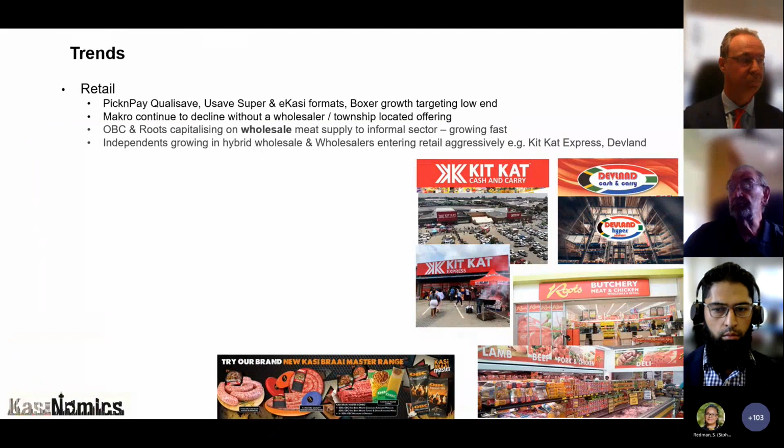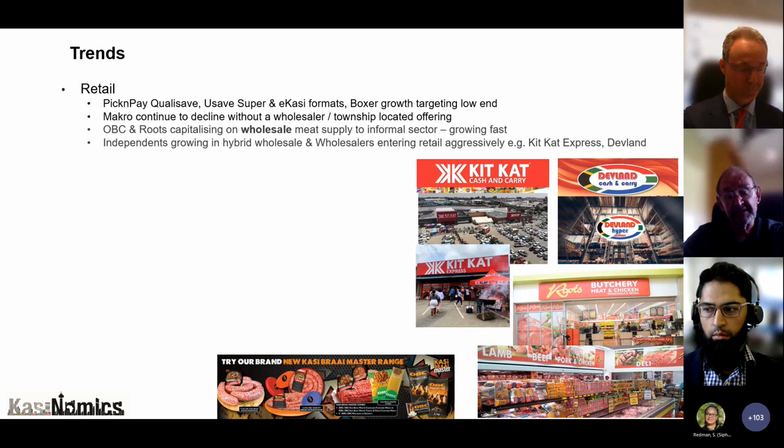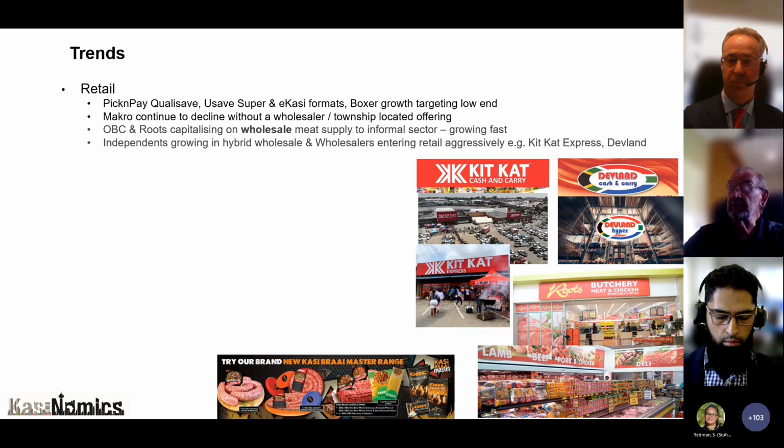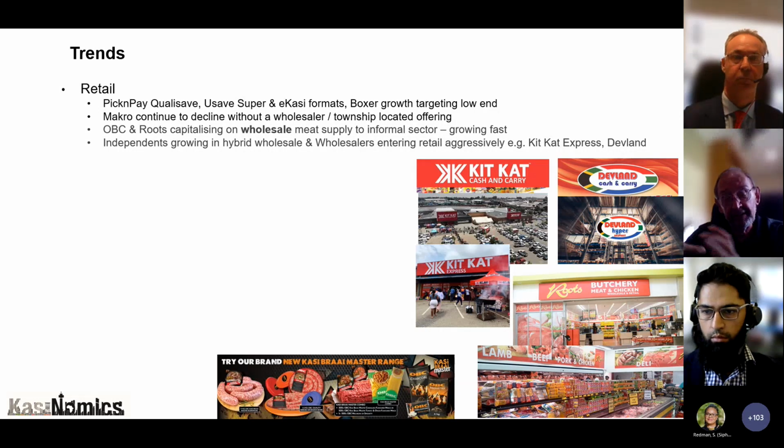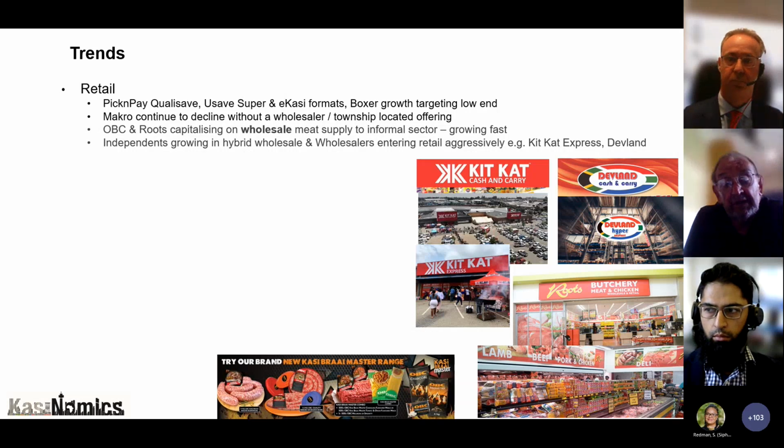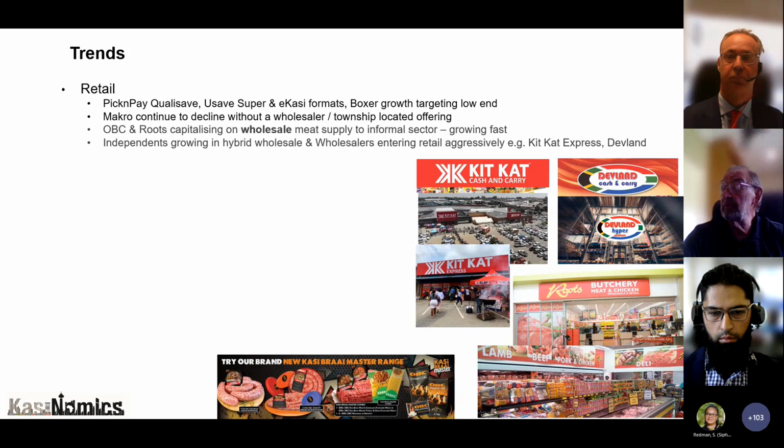So if we look at the trends, Pick n Pay, QualiSave, USave, and Boxer have all targeted the townships specifically, going at the lower end and really getting out there and making significant inroads and doing significant business. Makro continues to decline. We see it as a wholesaler that doesn't have a strong township location or township-located businesses. OBC Chicken and Roots Butcheries have identified the Kasi food operators as a potential market, and are doing significant wholesale supply to the informal sector, and it is growing pretty fast. And then, of course, we're seeing the growth of the independent wholesalers such as KitKat and Devland.